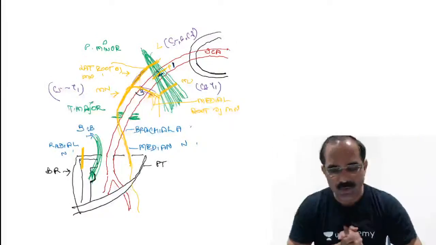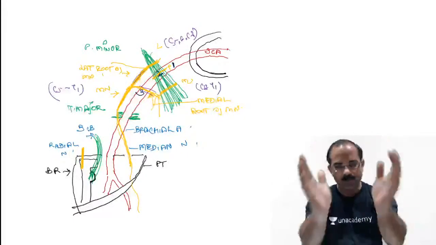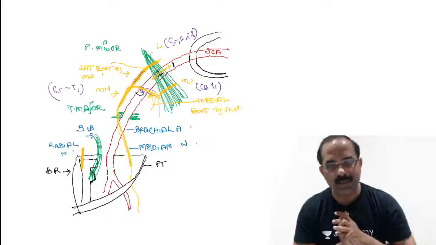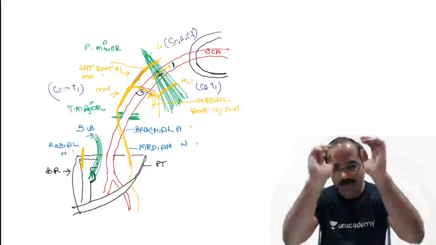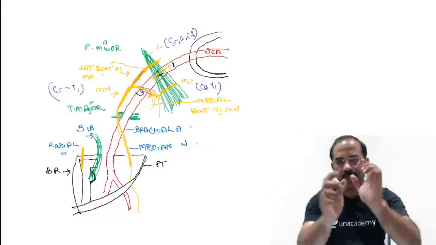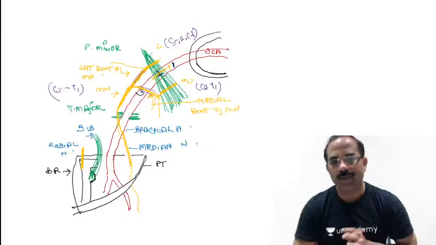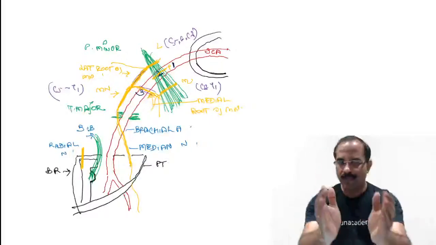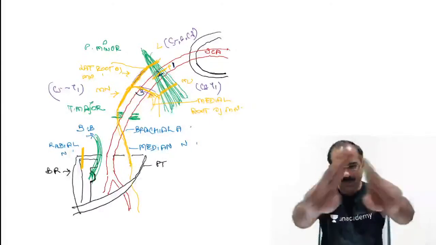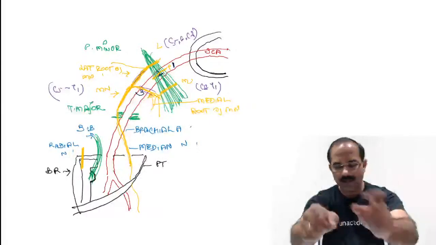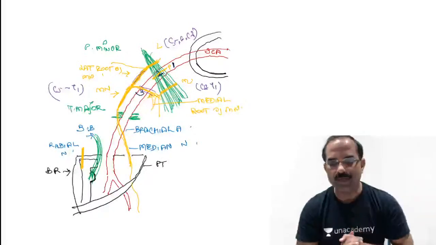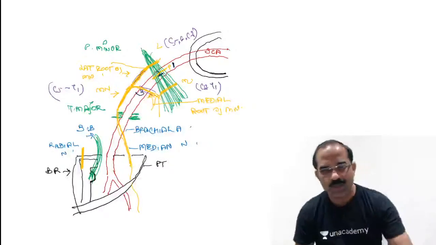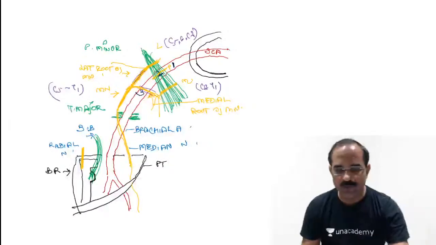So once again, just to recapitulate the boundaries of cubital fossa. Medially, pronator teres. Laterally is the brachioradialis. The base is formed by the imaginary line joining the two epicondyles. The contents of cubital fossa from medial to lateral. One is the median nerve. Second is the brachial artery, with its two terminal branches, the radial and ulnar. The tendon of biceps, and finally the radial nerve. I'll just take an opportunity to tell you the floor of the cubital fossa also, students.